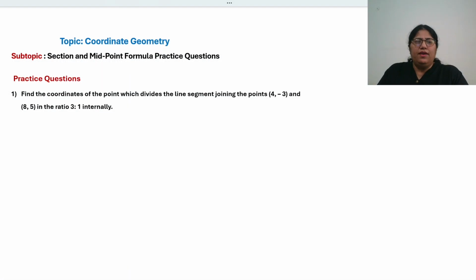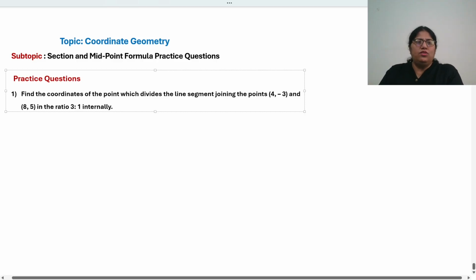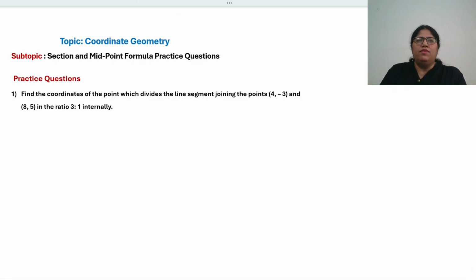Hello students, we have seen section and midpoint formula. So let us start solving questions which are based on section and midpoint formula. So this is our first question.